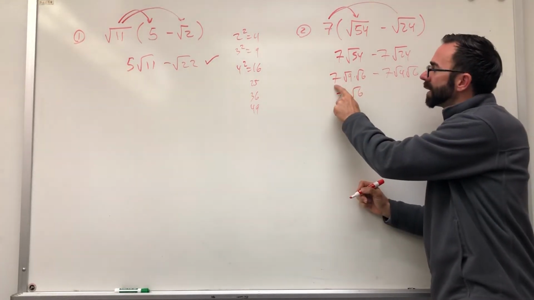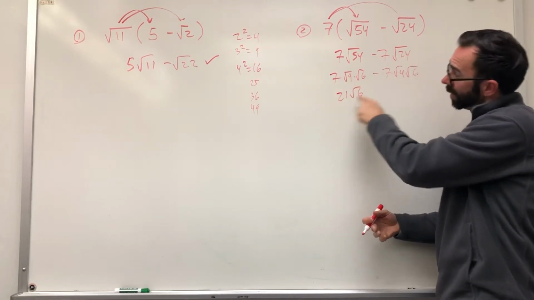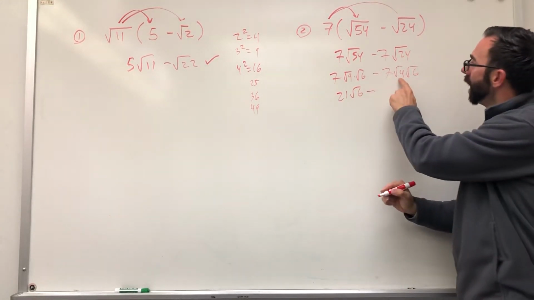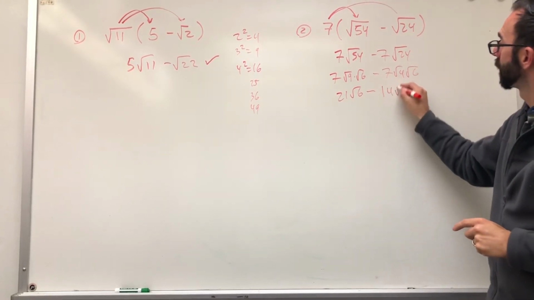Again, one more time. 7 times, this is just 3 right here. Square root of 9 is 3. 7 times 3 is 21. Minus, this right here is 2. Square root of 4 is 2. So 7 times 2 is 14 times radical 6.